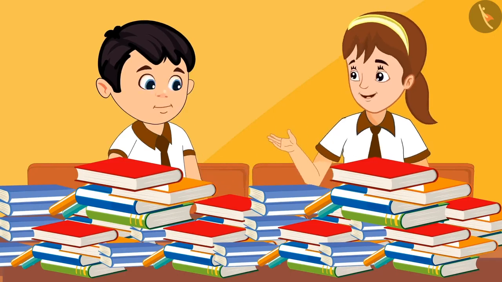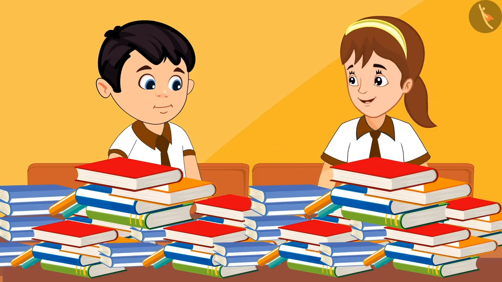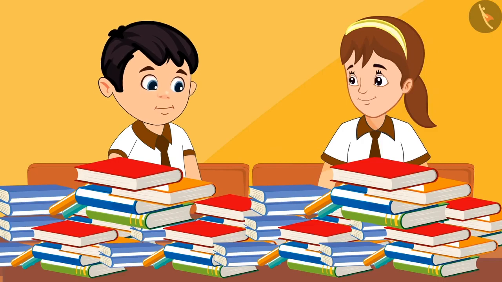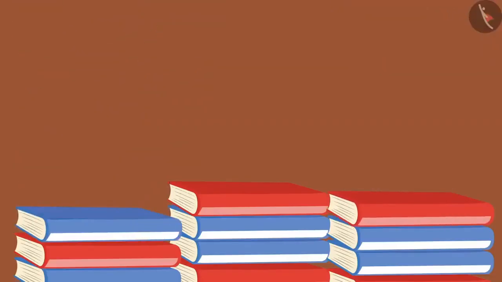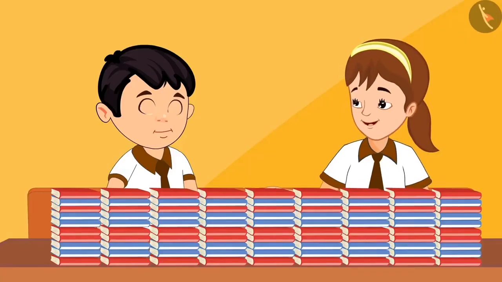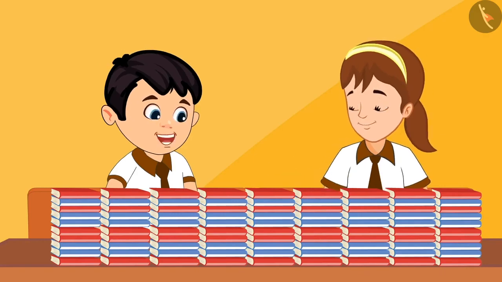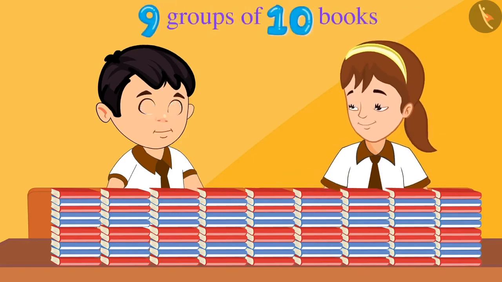Look, Choto, we can do one thing. We can make sets of 10 books each. This will make it very easy to count. Alright. Choto and Aarti started making sets of 10 each. Choto, how many sets of books have been made? Aarti, 9 sets of 10 books have been made.